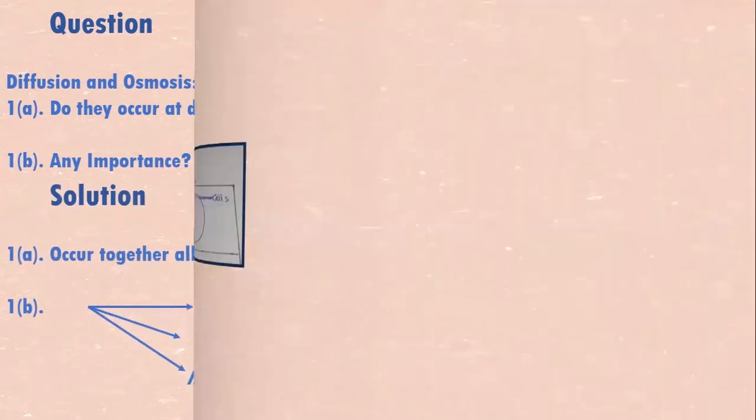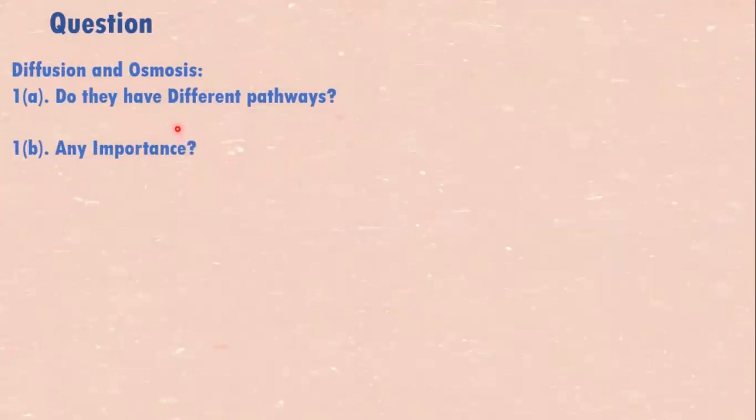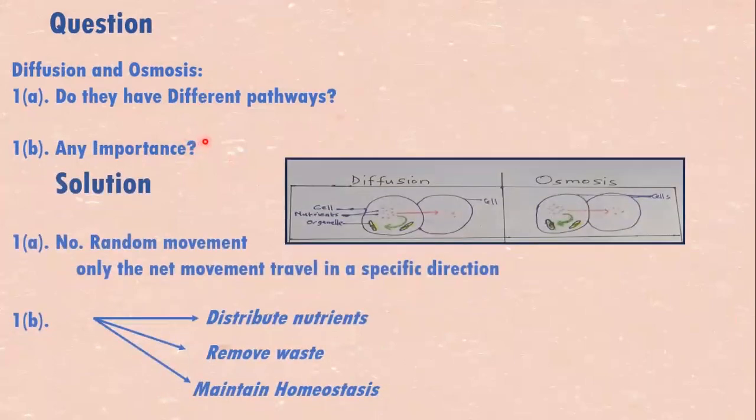Well, you have another question. Diffusion and osmosis, do they have different pathways? Any importance? What do you think? Here we go. No, the two processes are taking place randomly through the whole cell, every living cell. Diffusion and osmosis are taking place throughout. The only thing is that it is the net movement of the substance that has a specific direction. Otherwise, it's random movement. But if it's plenty, then the net movement goes this way. The same in diffusion, the same in osmosis.